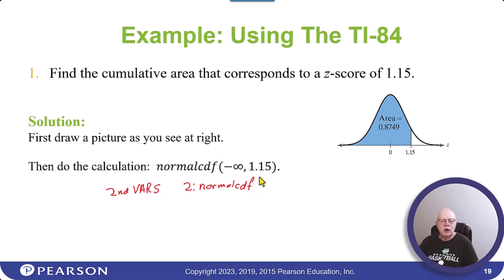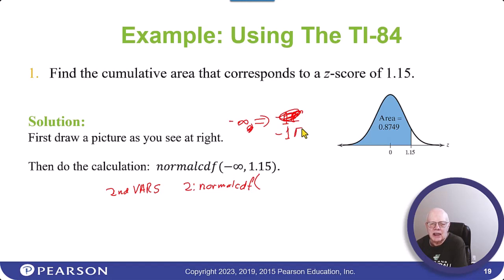Now, what do I put in? Well, for negative infinity, you have a couple of options. The first option is to simulate negative infinity. You can put in negative 1 e 99. And that looks weird.